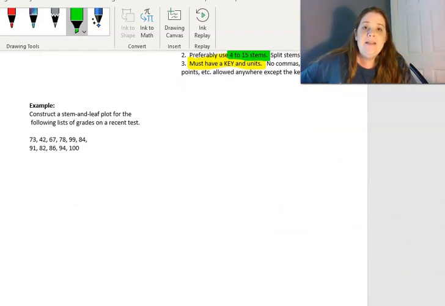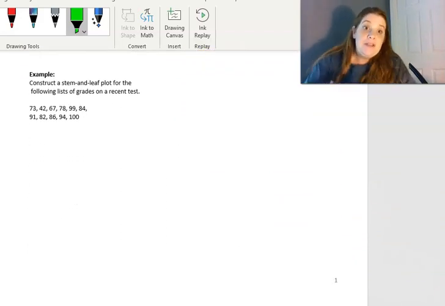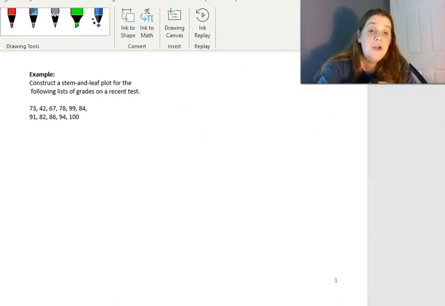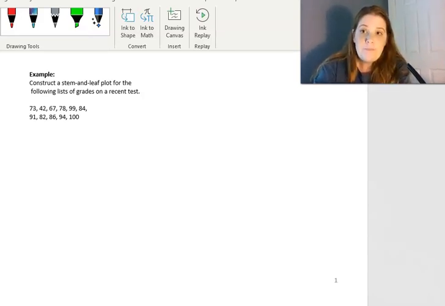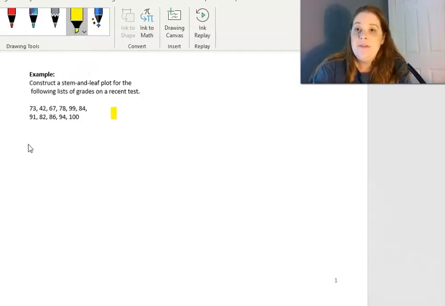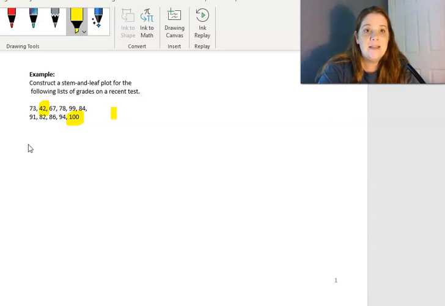All right, so let's make an easy stem plot here. I'm going to treat this from scratch as if you've basically never seen a stem plot before and give you a strategy for making it, so that if you have a more difficult graph, you can still make this work. I am going to find the lowest number and the highest number. So in this picture, 42 and 100, that's my lowest and highest number. Construct a stem and leaf plot for the following list of grades on a recent test. So the lowest grade is 42, the highest is 100.